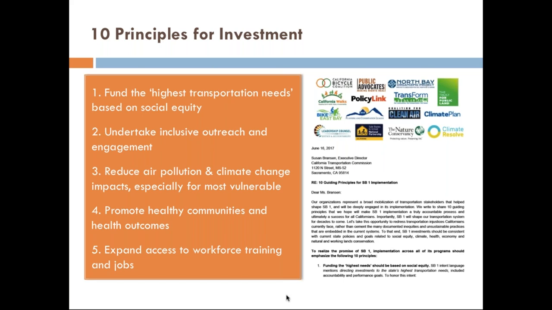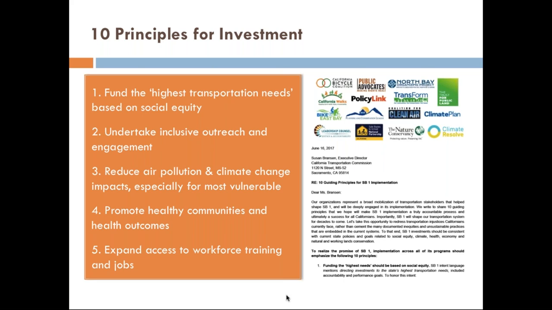The first is to, as Jimmy already mentioned, fund the highest transportation needs based on social equity. In SB1, there's intent language that mentions directing investments to the state's highest transportation needs. We suggest that social equity honor this intent, with key examples found in the letter that were attached earlier. Number two, we believe that undertaking inclusive outreach and engagement with community groups to solicit input for guidelines development across programs is very vital. Number three, reduce air pollution, climate change impacts, and incorporate climate resilience, especially for the state's most vulnerable communities. Number four, and related, of course, promote healthy communities and health outcomes.